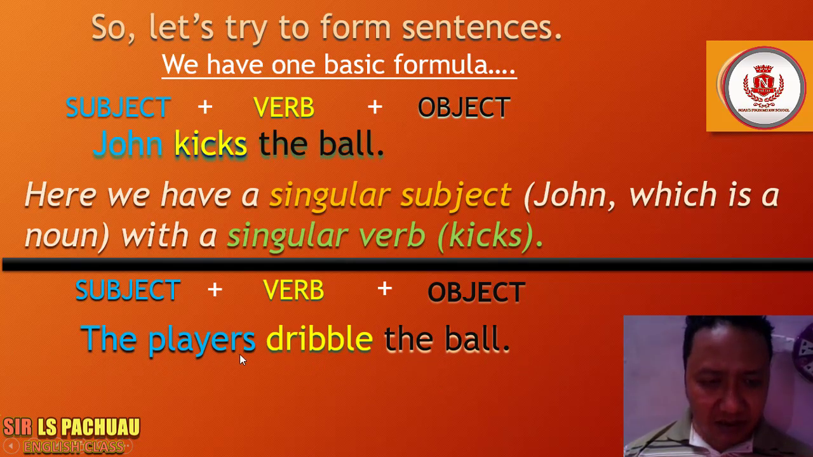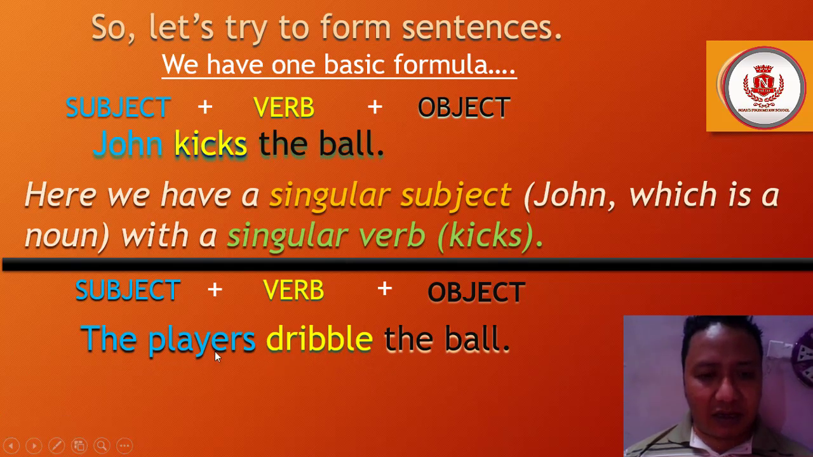The players. Is it a singular or plural if we say the players? Of course, it's a plural. Understand? Because there are more than one players. We don't say the player. The players. But the verb has to be plural as well. But in plural verb, we don't add s anymore. So the players dribble. Dribble is the plural verb.